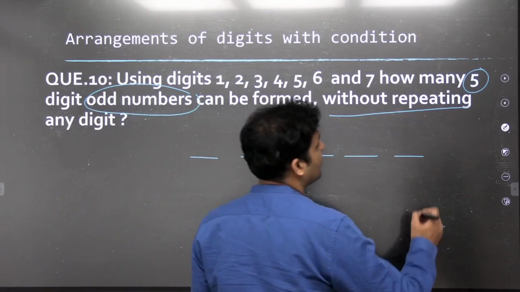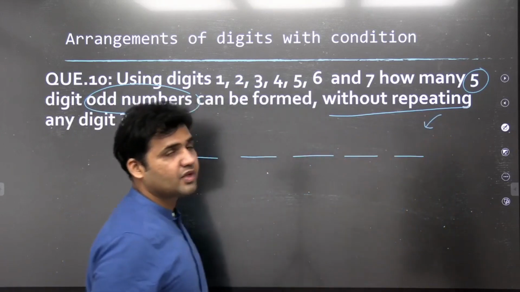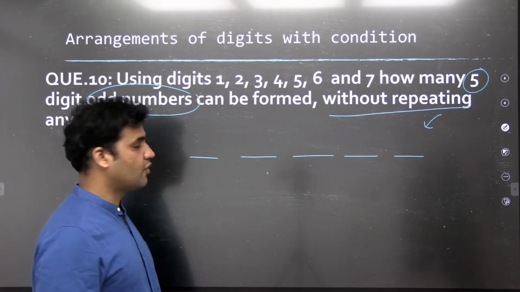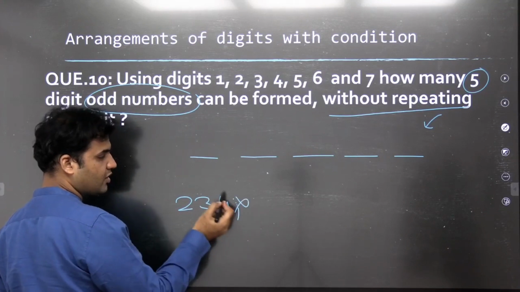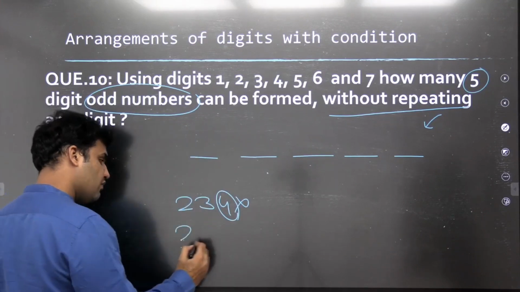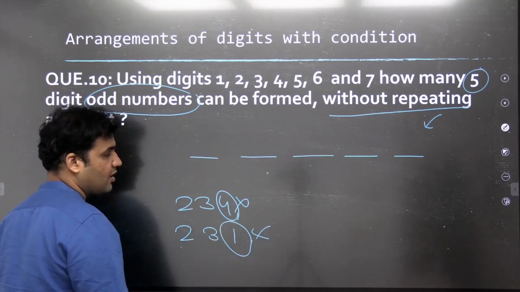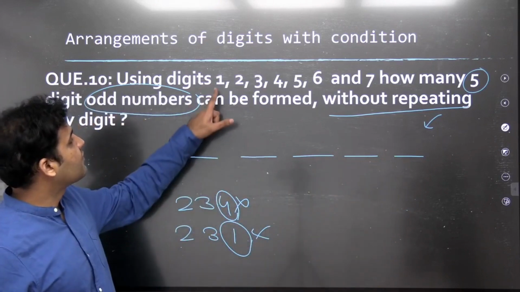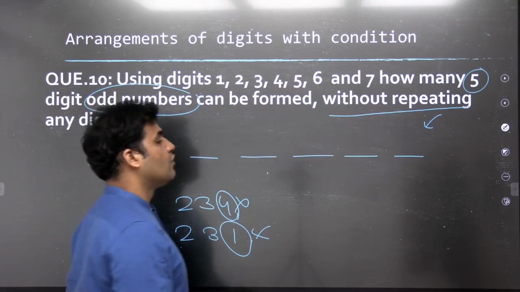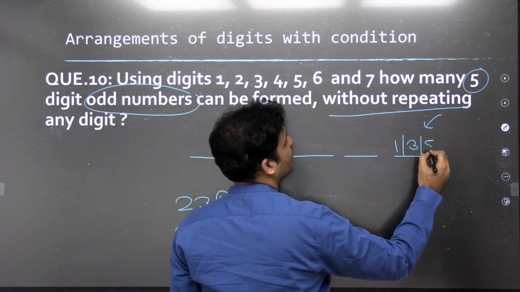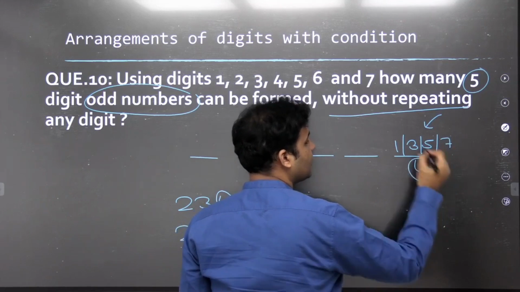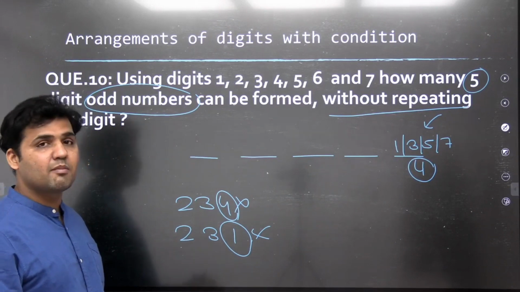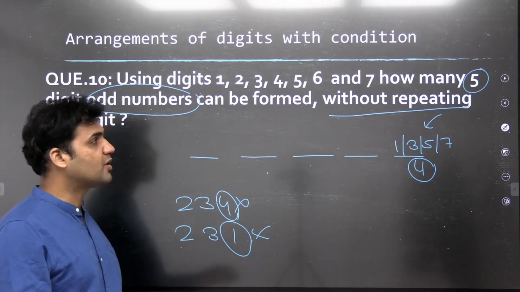If the number has to be an odd number, this place can be filled with only odd digits. A number is called an odd number only if the unit digit is odd. Will you call 2, 3, 4 an odd number? No, because the unit digit is an even number. 2, 3, 1 is an odd number because the unit digit is an odd number. So if I want to make an odd number, I have to place an odd digit over here. How many odd digits do I have? 1, 3, 5 and 7. These are the only 4 digits for the unit position. I cannot place 2, 4 and 6 on the unit position because then the number will not be odd.